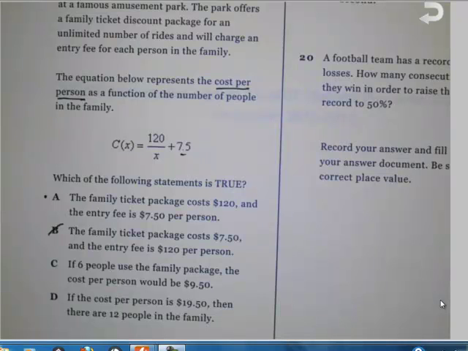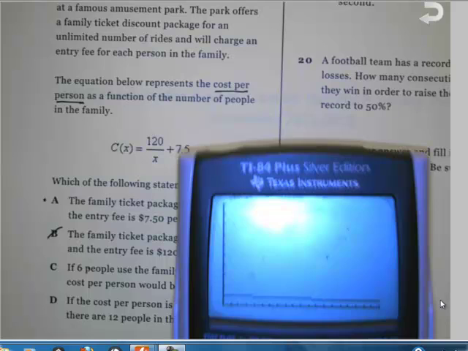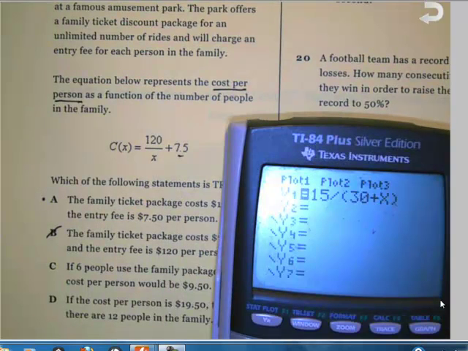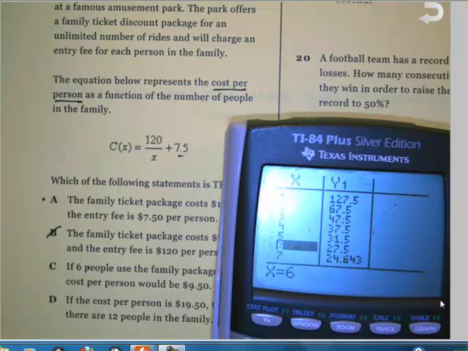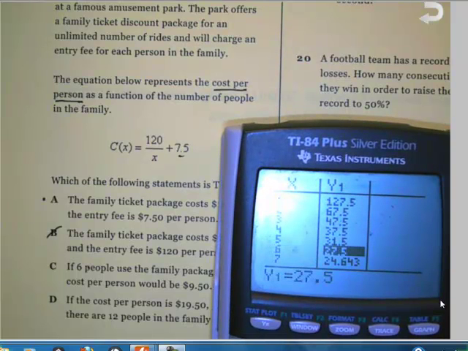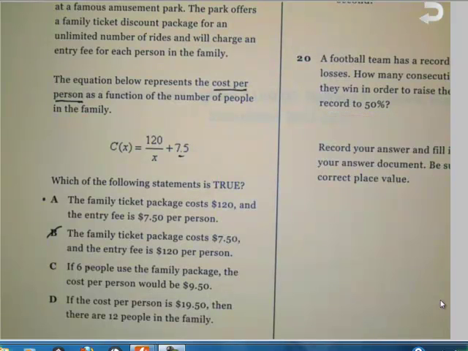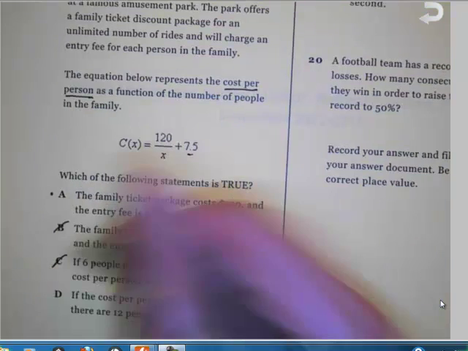If 6 people use the family package, the cost would be $9.50. Let's try that by plugging it into our calculator. So we'd actually do clear, 120 divided by x plus 7.5. Well, we'll go to the table and evaluate the function at 6. Well, if 6 people use the thing, it is clearly and obviously not $9.50. So that's wrong, mathematically incorrect.